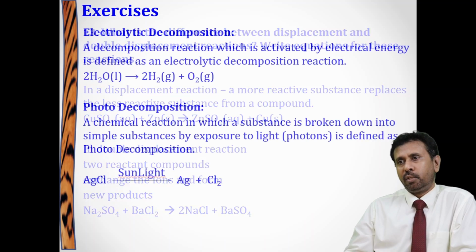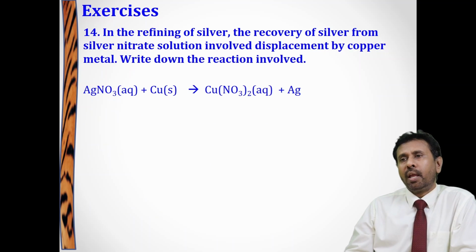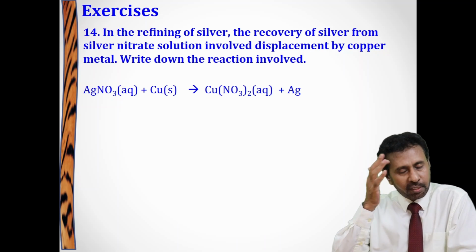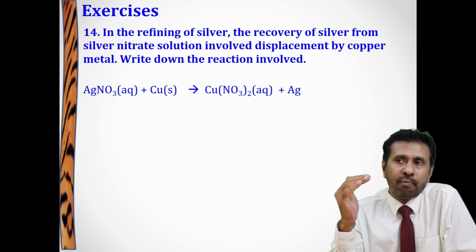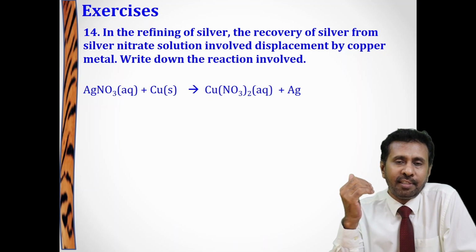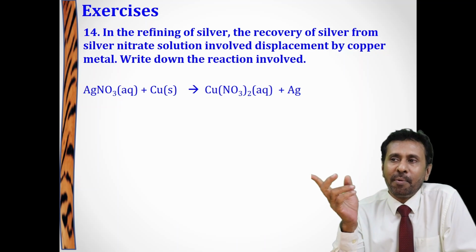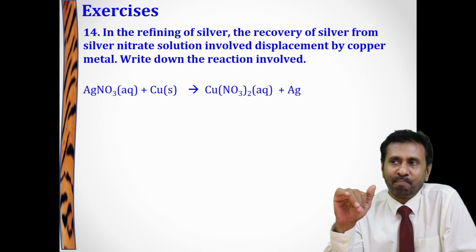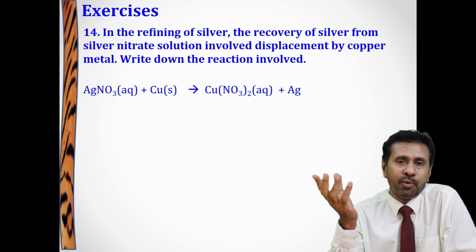Okay, so electrolytic decomposition, photodecomposition, no, sorry, I went to the previous slide. So AgNO3, and what is this? In the refining of silver, what happens is, this is interesting, because if you remember the elements with low reactivity, there you find that copper is more reactive than silver. So in silver nitrate, copper replaces silver. So we get copper nitrate, and silver gets displaced. So that is a reaction used in the extraction of silver.